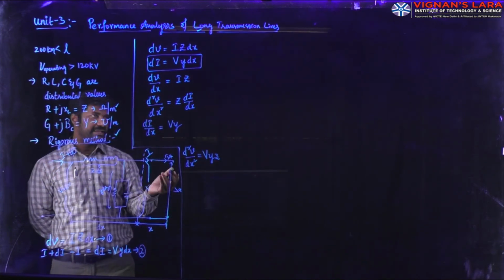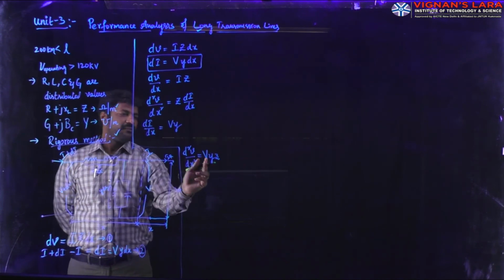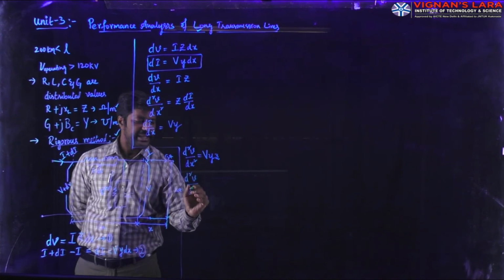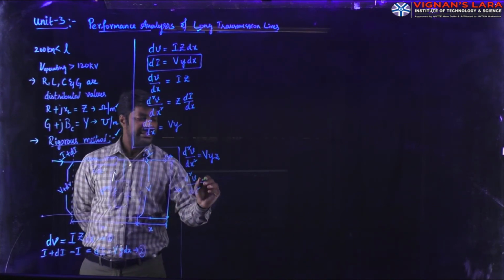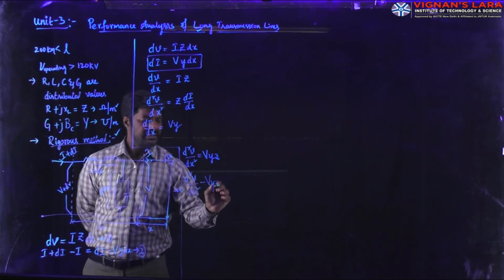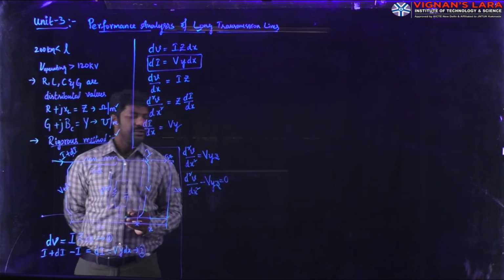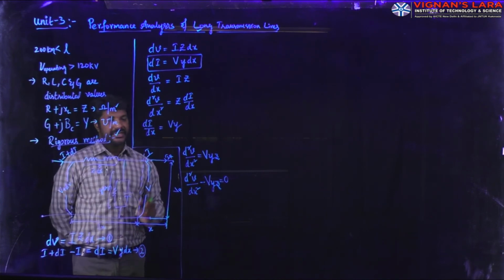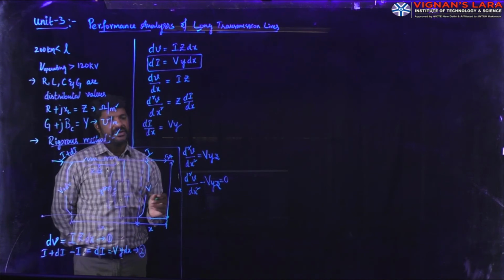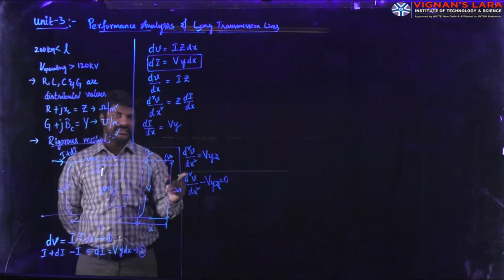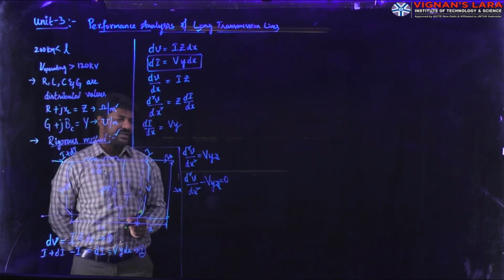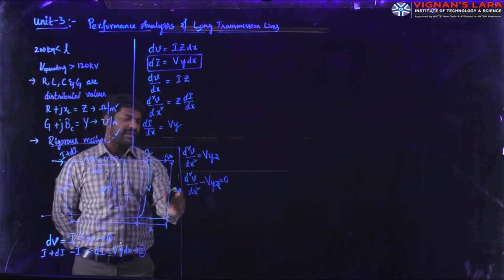For further simplification, if you bring this VYZ to this side, then you can write d square V by dx square minus VYZ is equal to 0. It is a second order differential equation for the voltage. So by solving this second order differential equation, we can get the solution for V.